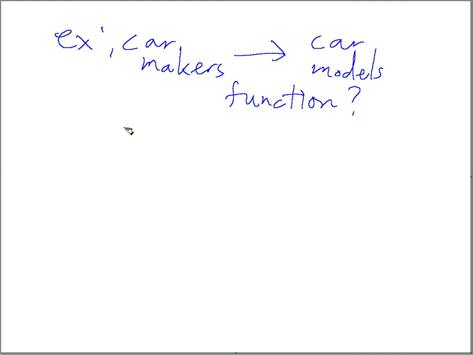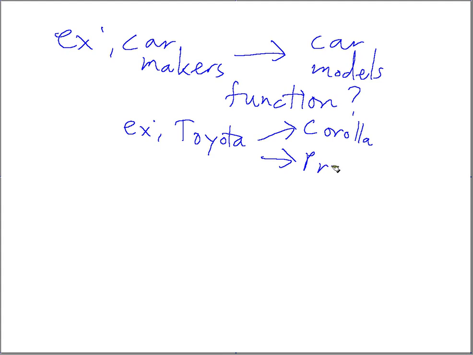So for example, let's take a Toyota, and that's a pretty famous car maker, right? Toyota makes, obviously, the Corolla and the Prius, for example, right? So therefore, it takes the domain to two different ranges here, right? So D for domain, R for range. So is this going to be a function? Well, again, for a function, it's not okay for the domain to go to two different ranges, right? So that's not okay. So this is not a function.